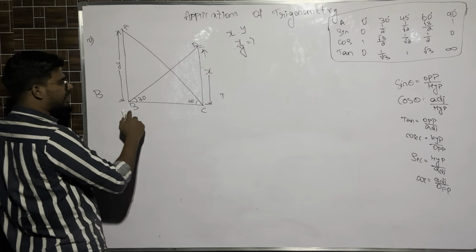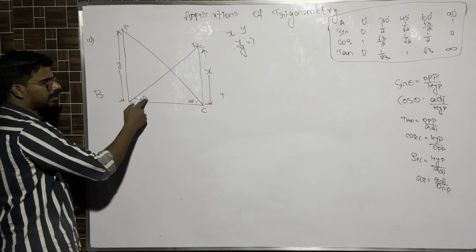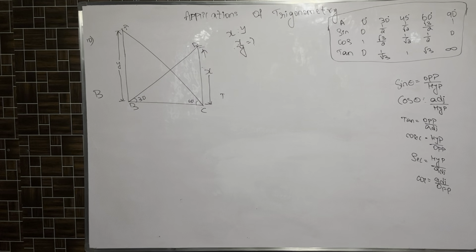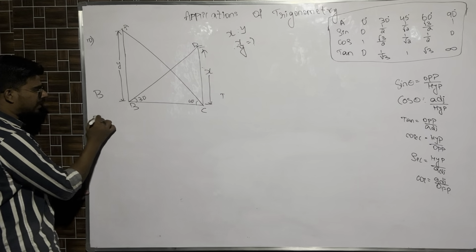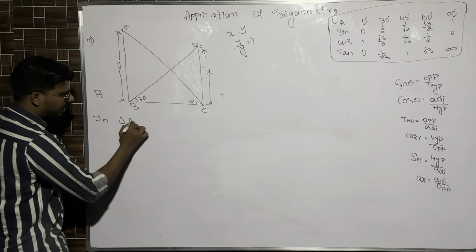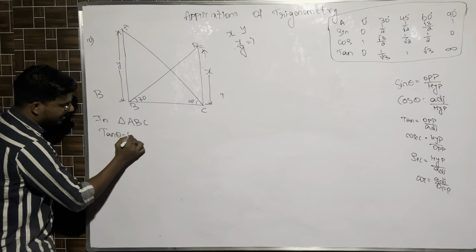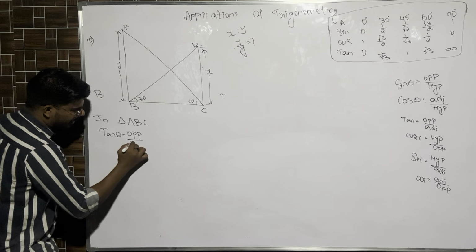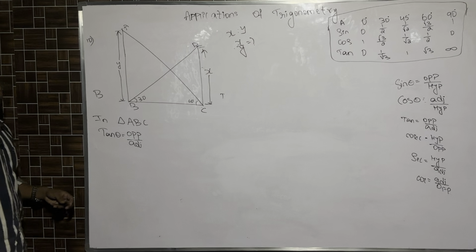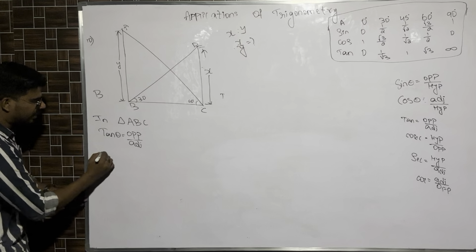In the next triangle, BDC or BCD, what is the angle? 30 degrees. Opposite is x, adjacent is BC. Opposite by adjacent. What is the first triangle that we considered? In triangle ABC, tan theta is equal to opposite by adjacent. How much is theta in triangle ABC? It is 60. 30 is in the other triangle.